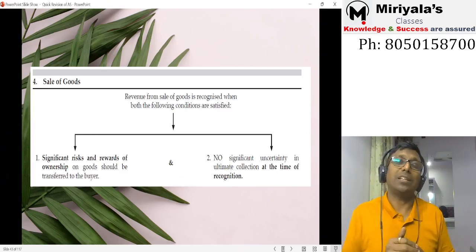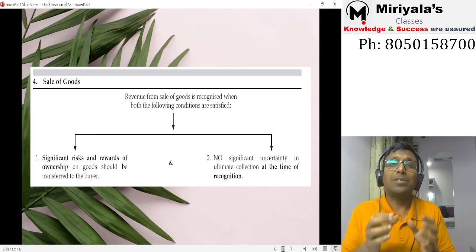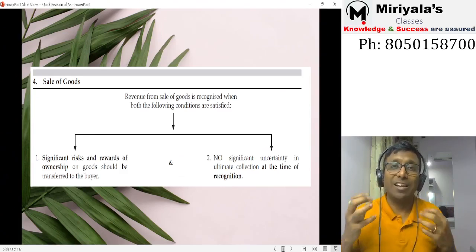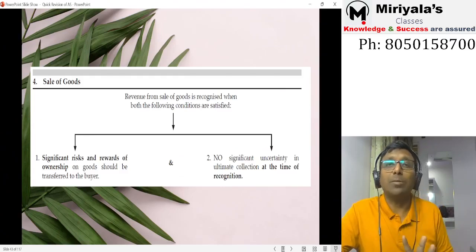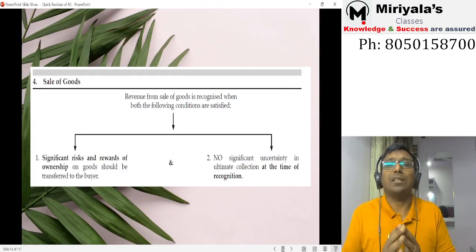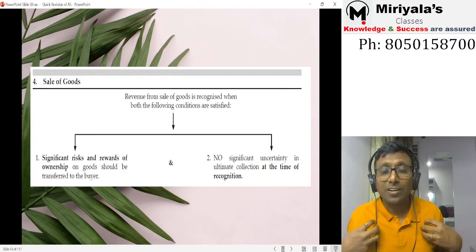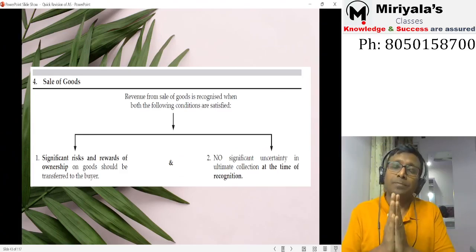And what is the second condition? There is no significant uncertainty with respect to ultimate collection at the point of sale. I mean, when I'm selling the goods, at that point of time we should not have any significant doubt whether I'll be able to collect it or not. That doubt should not be there. If you have a doubt, what should I do? Don't record the sales. Please postpone the recognition. Whenever your uncertainties are removed, on that date you are supposed to recognize the sales.